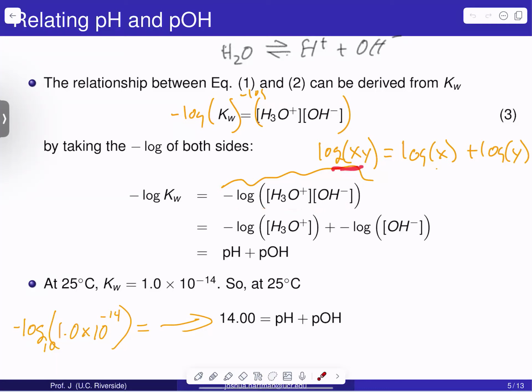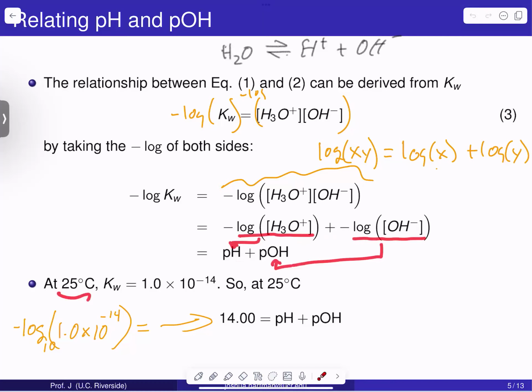And remembering from our property of logarithms, if you have the logarithm of a product, you can separate that and say that's going to be the log of the first term in that product plus the log of the second term in that product. So a minus log of H3O plus times hydroxide gives us a minus log hydronium plus minus log of hydroxide. And so you put both of these together, we're going to end up with our definitions then of pH and the definition of pOH.